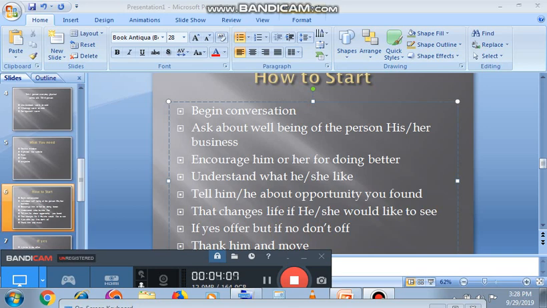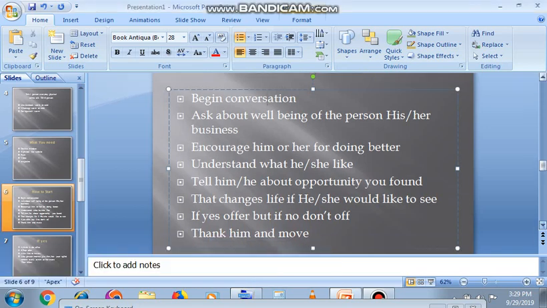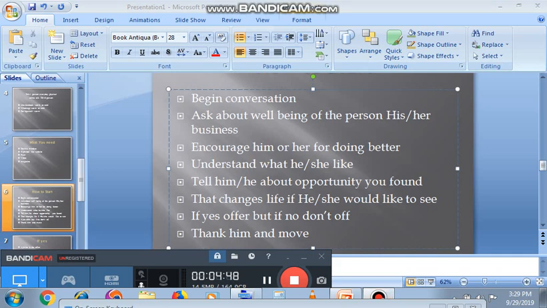Then if the person replies, the next step is to encourage him or her for doing better. Then the next is to understand what he or she likes. If you follow these steps, you will see that you get a good result. After you have followed this procedure, it is now time to tell the person about the opportunity you have found that changes life. Then you will ask if he or she would like to see the opportunity.